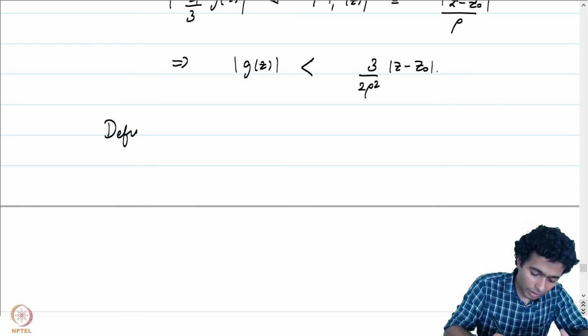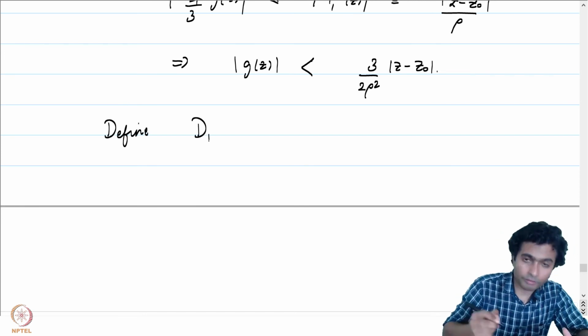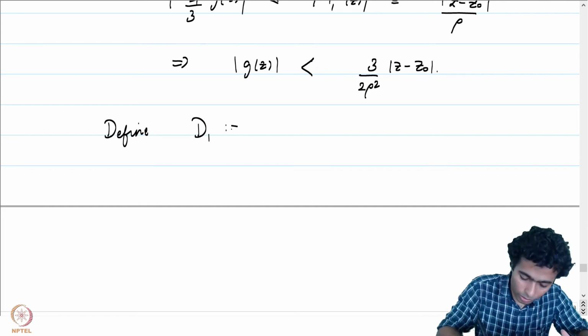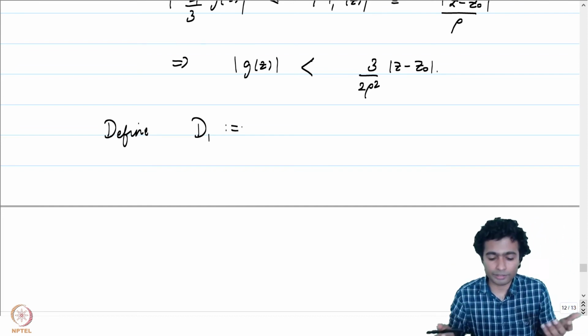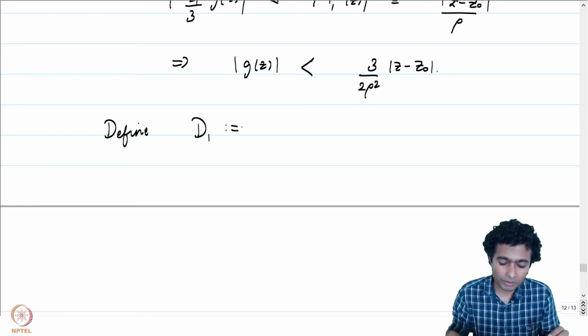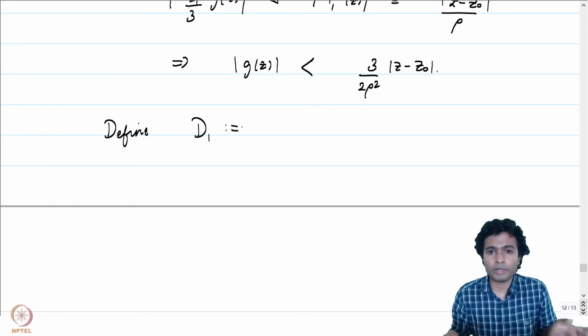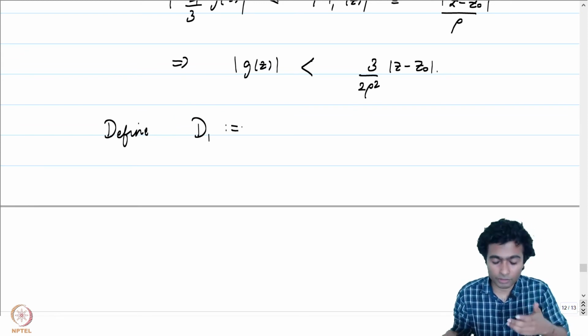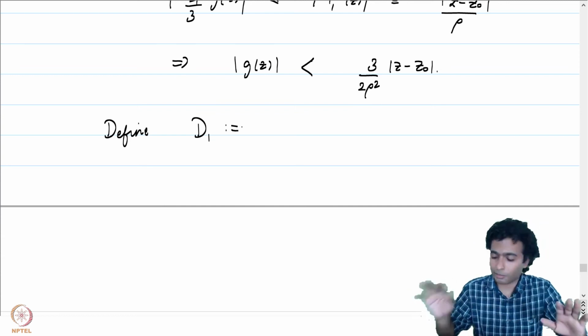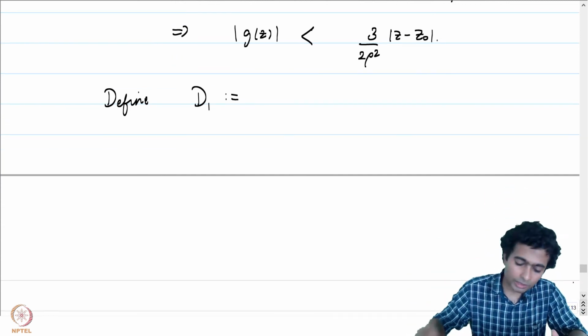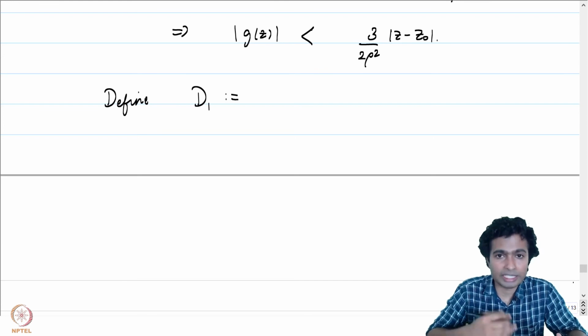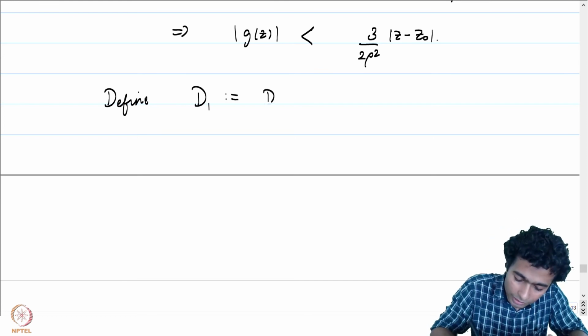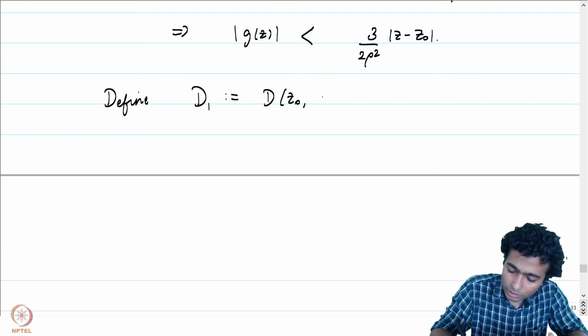So let's now consider the following disk. Define our D1, which is our goal. The goal was to get hold of a disk D1 where our function f is 1 to 1 and whose image contains the disk of radius 1 by 72. We will come to the 1 by 72 part later. Let's first show that f is indeed injective on the disk, which is given by D of z0, rho by 3.